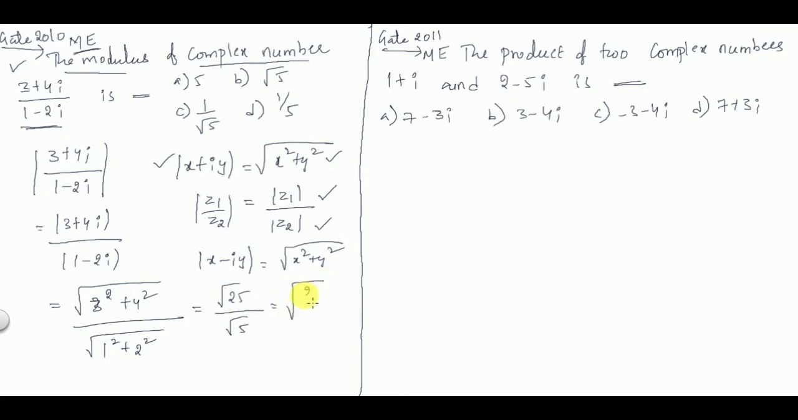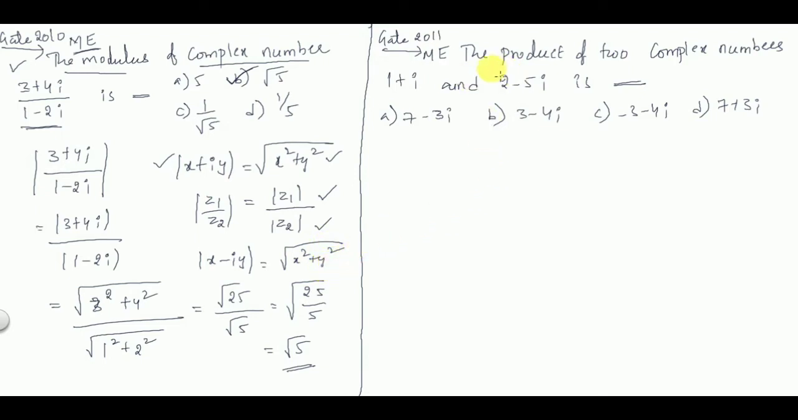So we can write it as root of 25 divided by 5. So 25 divided by 5 is 5, so it will be root of 5. So the answer is option B. Very simple problem, but learn the concept.